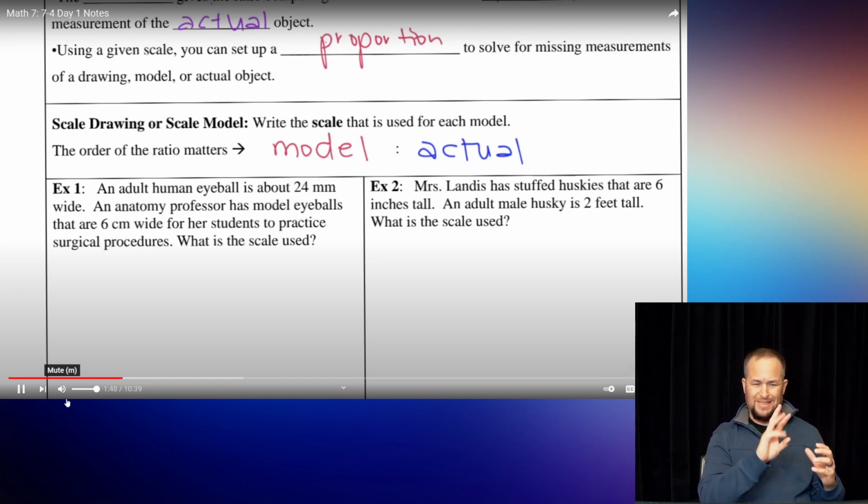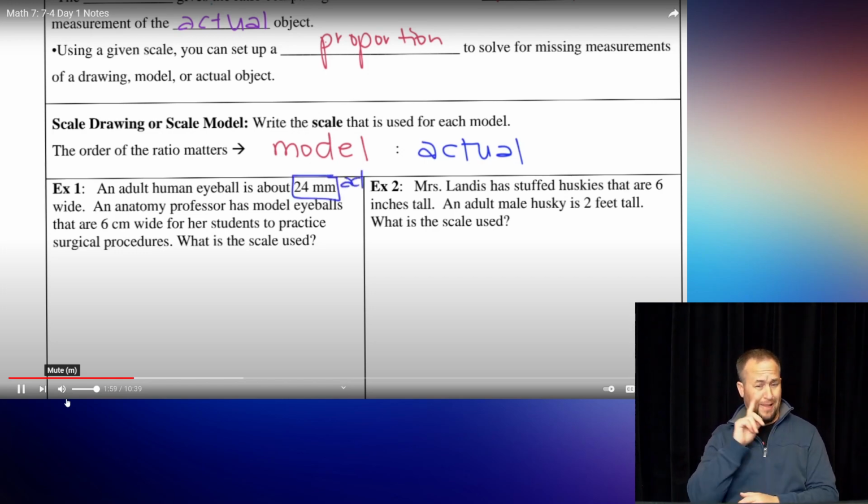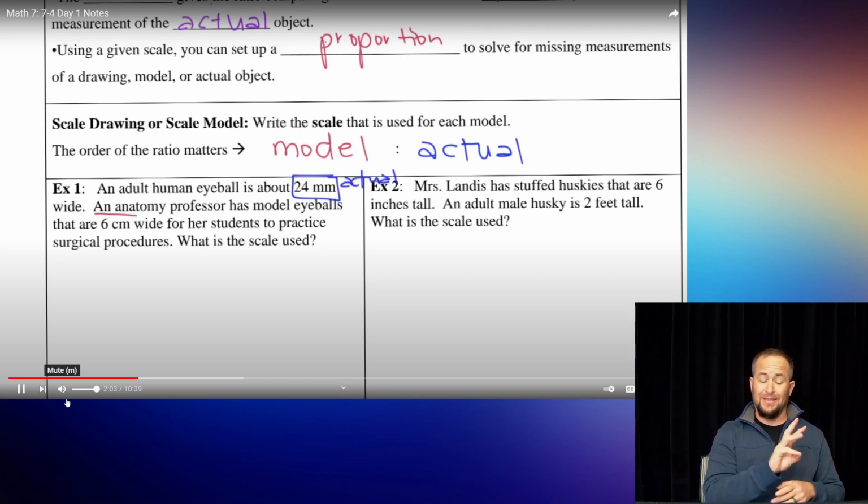So again, we're going to identify which one's the model and which one's the actual. So let's look back through our sentences. An adult human eyeball is about 24 millimeters. This right here is going to be our actual. So this will be the second number in our ratio. And then this number right here, therefore, is going to be our model.